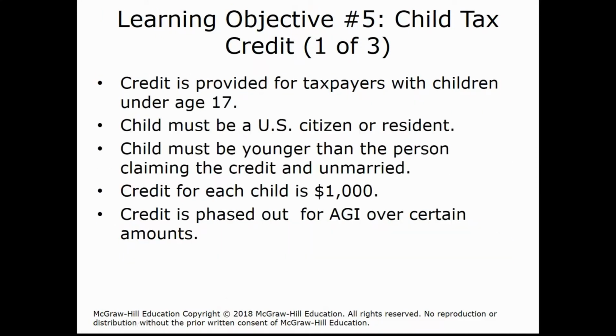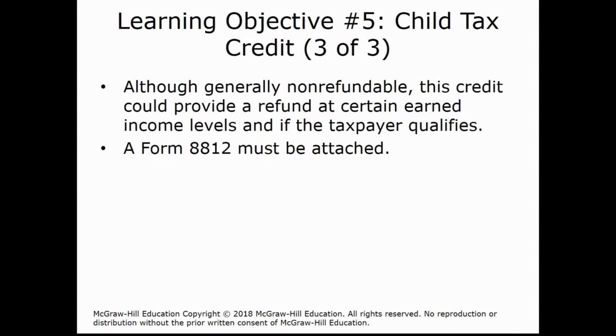income tax liability. So another credit that's available, and many of you, I'm sure, are aware of this or have heard about this, is the child tax credit. It's provided for taxpayers with children under 17. You have to be a U.S. citizen. The child must be younger than the person claiming the credit. The credit for each child is $1,000 and is phased out as AGI increases, and we talked about most of these credits being subject to phase-out limitations.